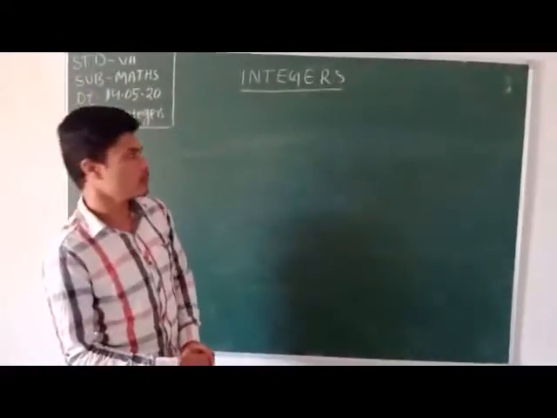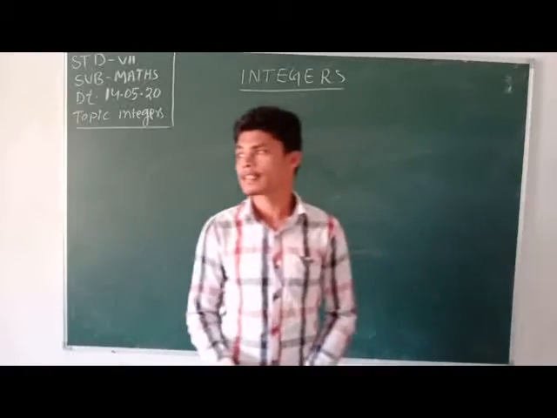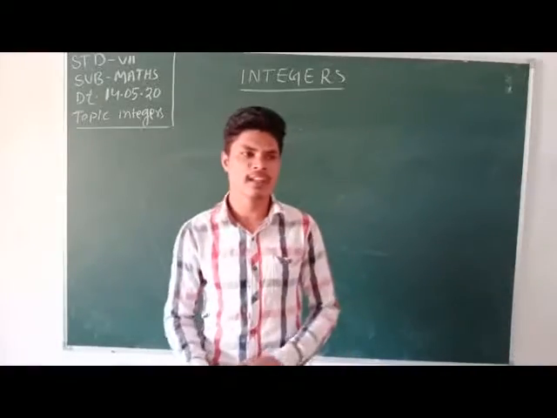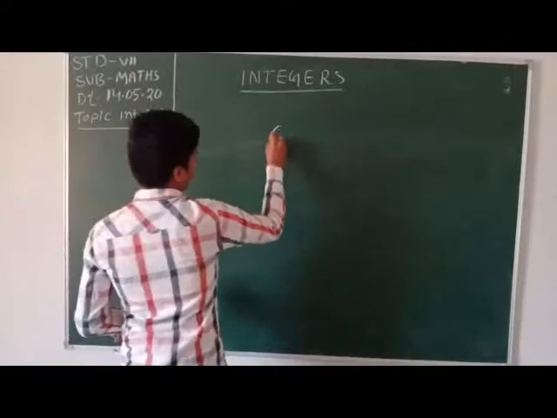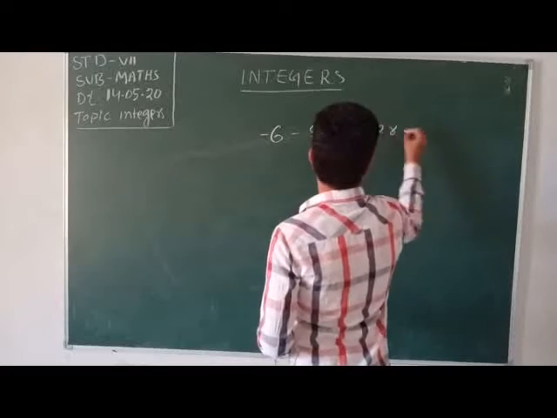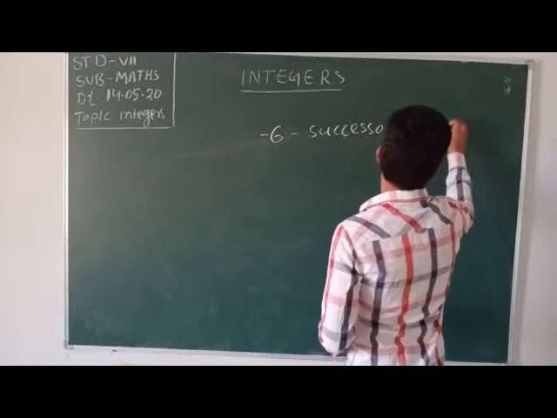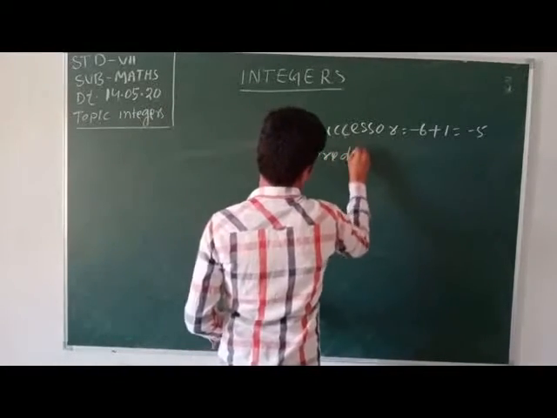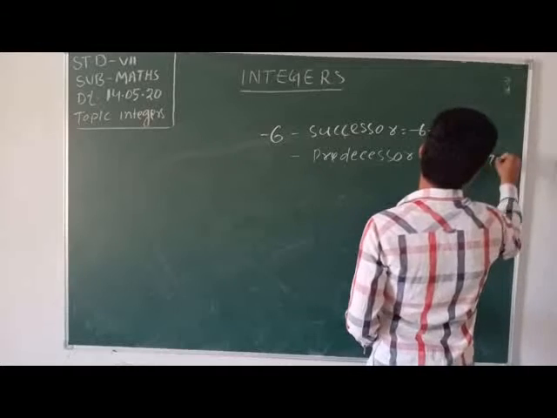Okay, now we know about the successor and predecessor. Every number has a successor and predecessor. Successor means to add 1, predecessor means to subtract 1. That means after and before. Look at the book. Suppose minus 6 is an integer. Successor is minus 6 plus 1 equals minus 5. Predecessor is minus 6 minus 1 equals minus 7.